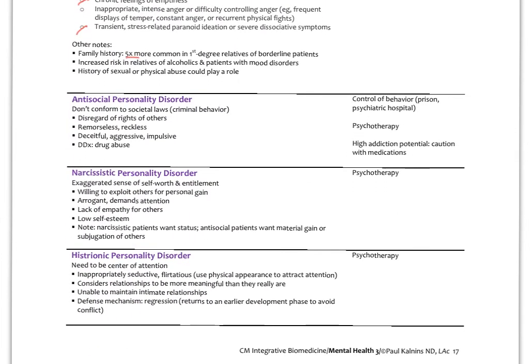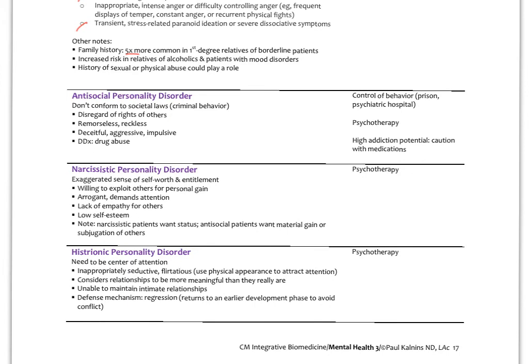The other cluster B would be antisocial personality disorder. They don't conform to societal laws, so this is more criminal behavior. They completely disregard the rights of others. There's no remorse. They're reckless. They just get through life in any way they can. So deceitful, aggressive, impulsive. Usually this can correlate with drug abuse, but sometimes drug abuse can also trigger a similar phenomenon, so that's not a personality disorder. That's more a result of the drug abuse. Usually these patients end up in prison, or at least in jail. And then sometimes in psychiatric hospitals. Psychotherapy, very high addiction potential, so need to be cautious with medications.